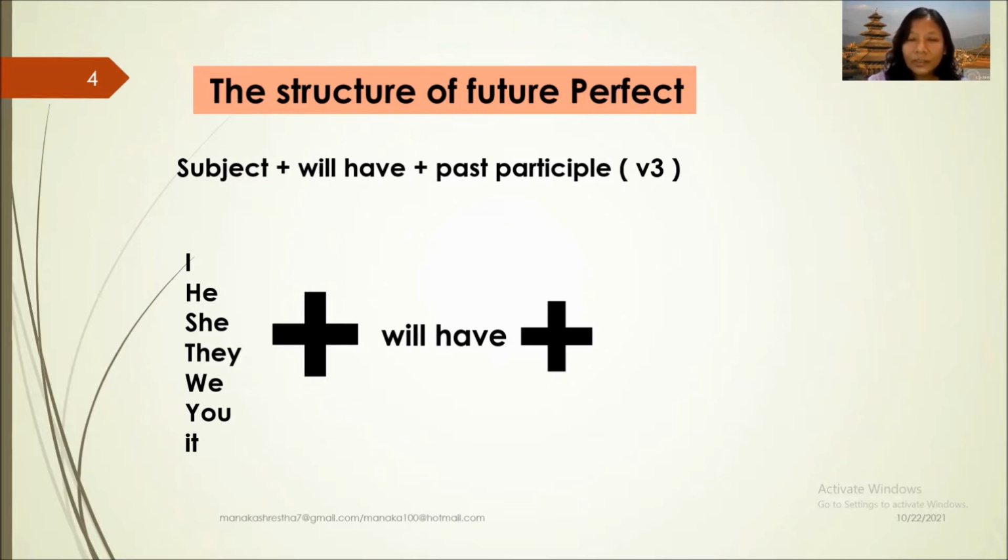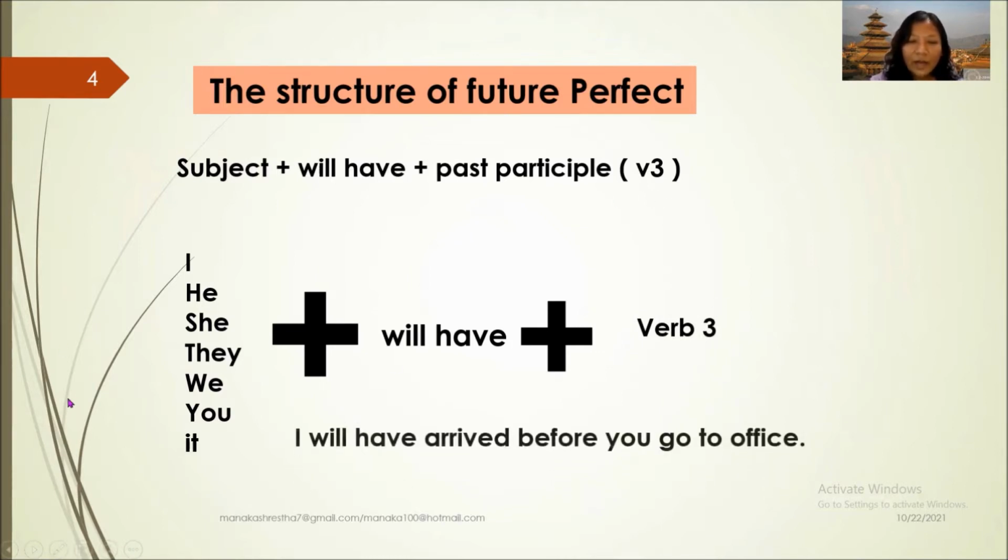Speak, spoke, spoken. Spoken is the past participle of the verb speak. So it is called verb 3. Verb 3 means the third form of the verb. In the same way, write, wrote, written. Written is the past participle of the verb. Yes, verb 3 means past participle, the same.